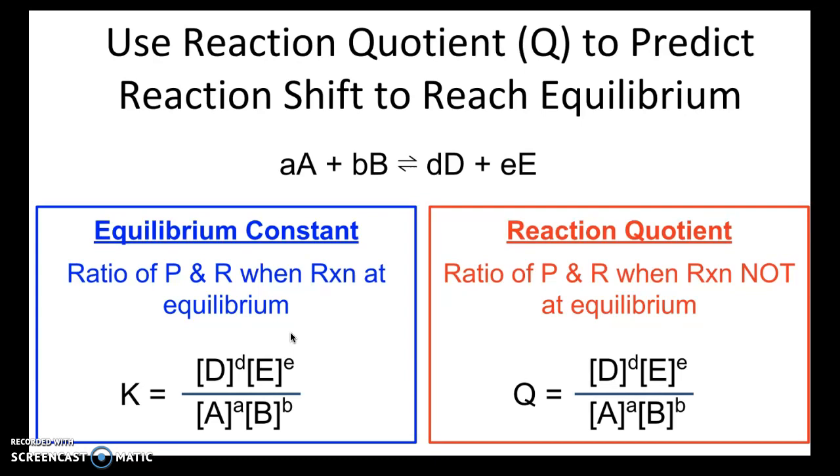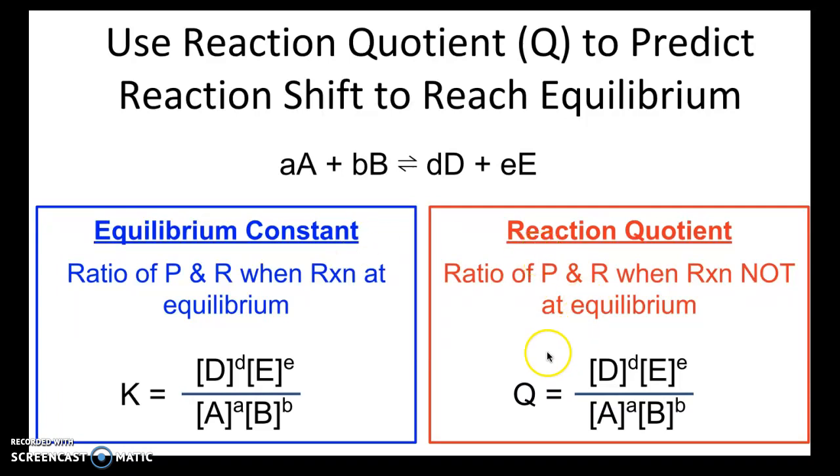Now, in order to predict which direction it's going to go, whether right or left, until the equilibrium is established, you need to use what's called the reaction quotient. Essentially, you're going to compare the ratio of products over reactants in your system when it is not at equilibrium, which is what the reaction quotient tells you, to the ratio when it's at equilibrium. And then by comparing the reaction quotient to the equilibrium constant, you can see which way it's going to shift.